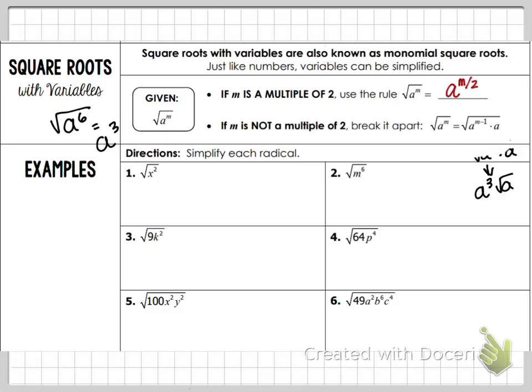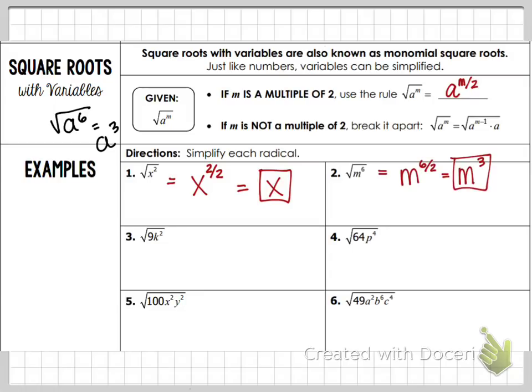Okay, number 1, if we're looking at the square root of x squared, the 2 is even, so we're just going to divide that number by 2, and 2 divided by 2 is 1, which is the same thing as just having x by itself. Number 2, that 6 is even, so we're going to divide that by 2. So m to the 6th divided by 2 is m to the 3rd power, and that's your answer. Like I said, we're just dividing that number inside by 2.